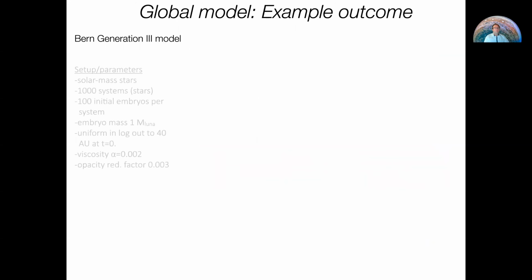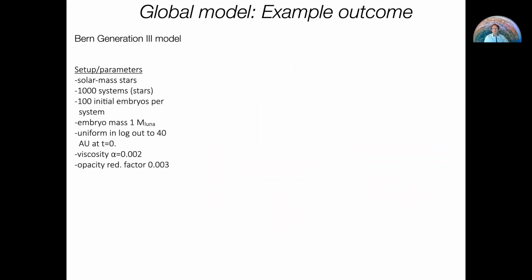And the setup we will use is the following. We'll study formation of planetary systems around solar mass stars. We'll do that for 1,000 systems, 1,000 stars, disks. And we will assume that in each disk we have 100 planetary embryos, which have a mass of 1 lunar mass. And we will put them in at t=0, uniform in the log of the semi-major axis from the inner disk edge out to 40 AU.